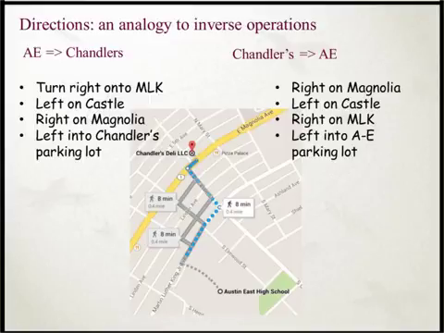This is just an example of inverse in the context of directions. Let's say I start off at Austin East High School and I have to turn right onto MLK because I need to go get a gut bomb at Chandler's, and then let's say I turn left on Castle and right on Magnolia and then left into Chandler's Deli. The inverse function of that is all opposite turns. So every right turn turns into a left turn and vice versa. And you're going in the reverse order, which is exactly what an inverse function does.